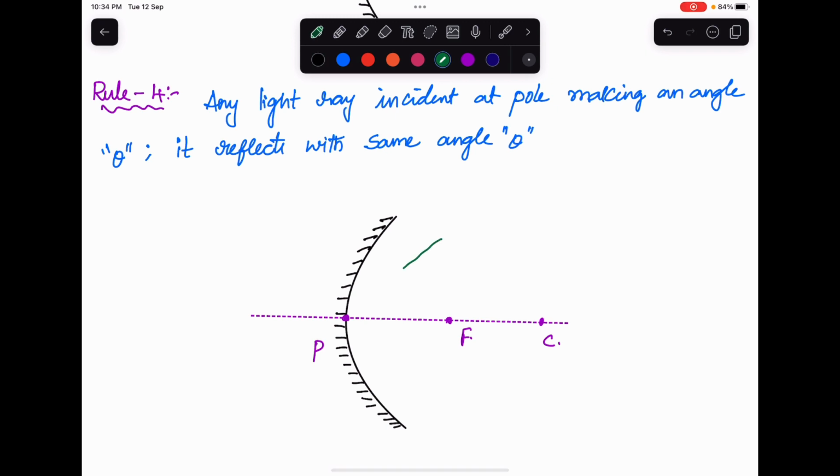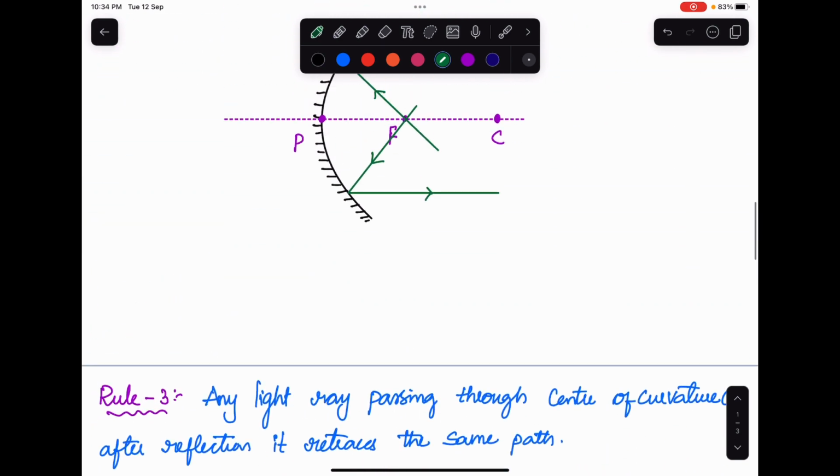So simple. If any light ray is incident at the pole making an angle of incidence equal to theta, as we already know that the angle of reflection will be the same as the angle of incidence, it also reflects back with the same angle of reflection, that is theta. So what is the reason you can say? i equals r. So these are your 4 rules to draw the ray diagrams for your concave mirror.